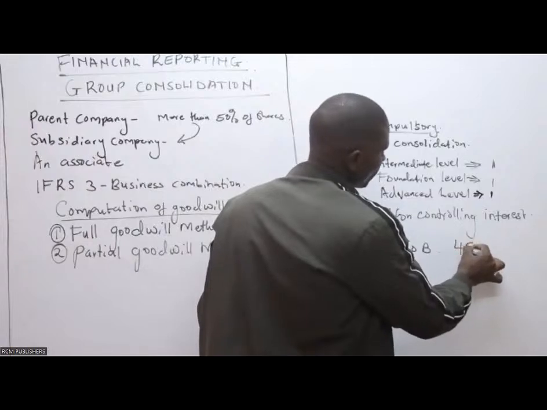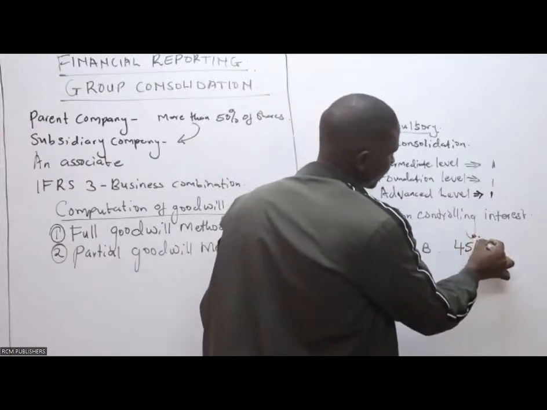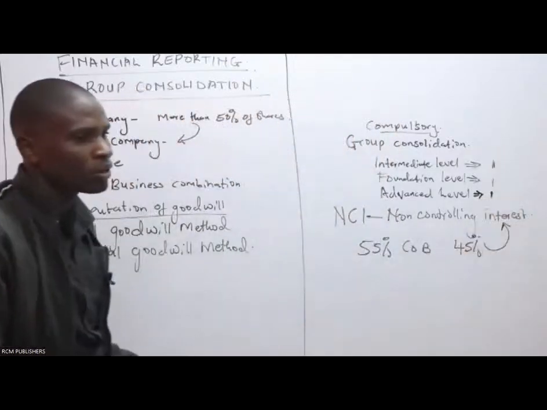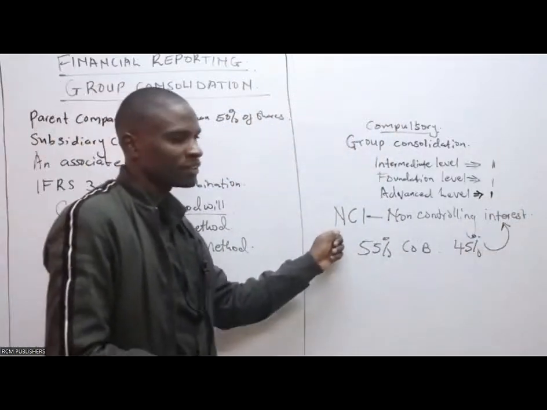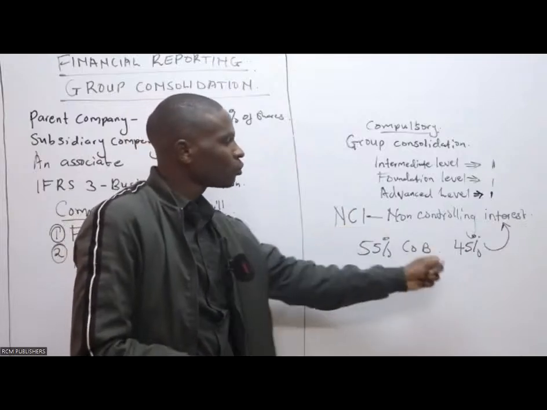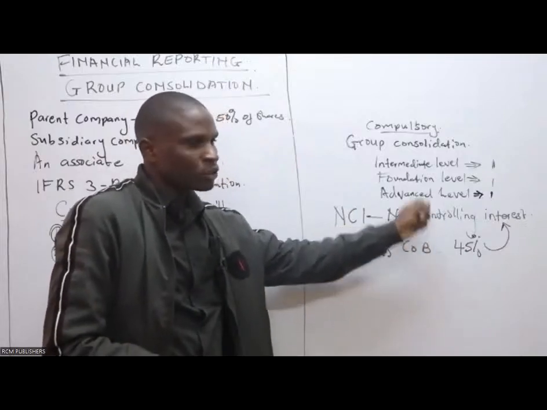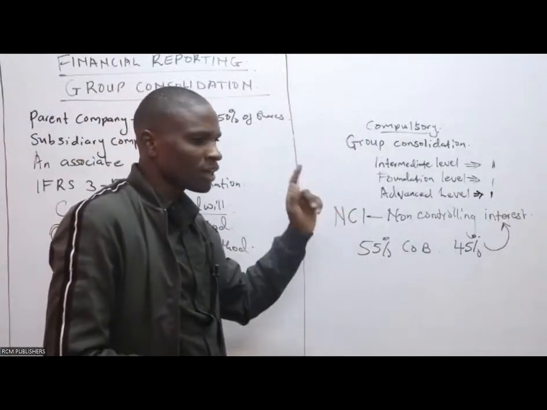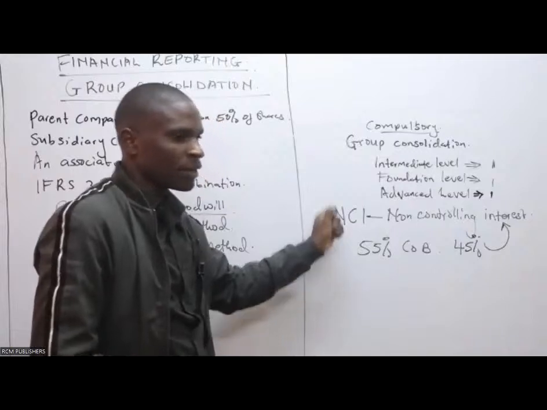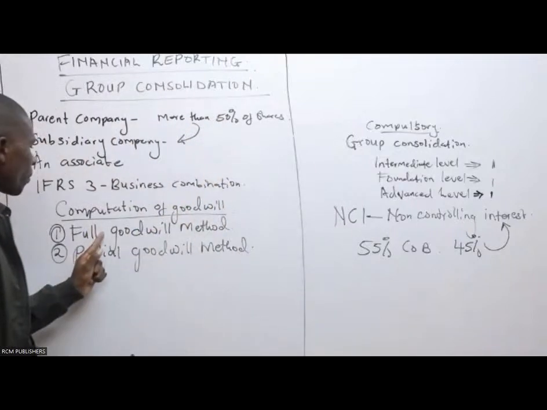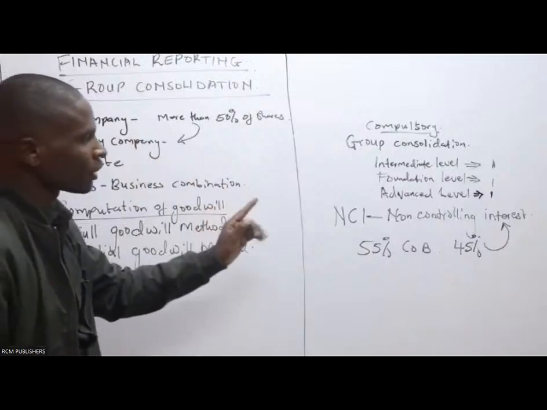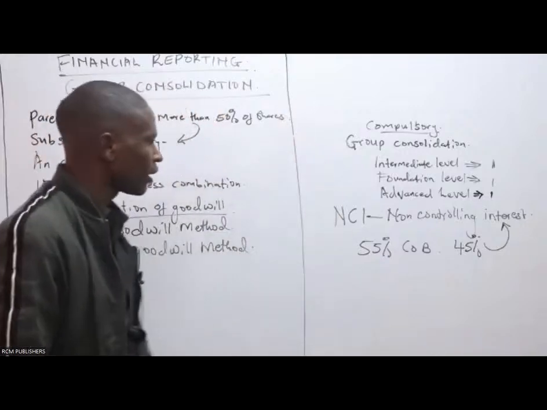So the 45% is the one that we are saying is being controlled by the minority shareholder, which we refer to as NCI. So at any moment you are given NCI or information that you should compute the NCI, that way you compute goodwill using this formula or format. The full goodwill method, I'll show you how the formula is written.